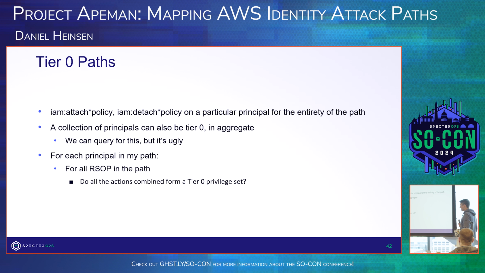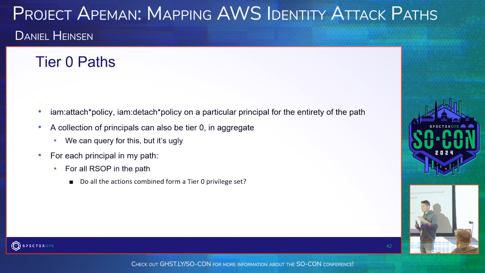And then it gets really interesting. And this is where I think the bulk of our research is going forward. So this is not something that's implemented in Bloodhound yet. But we have this idea of tier 0 paths. And the idea is that a principal can be tier 0, but so can a path. And that means a path in aggregate.